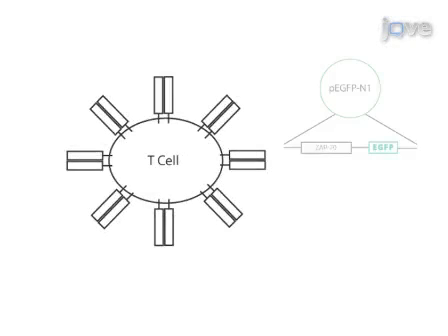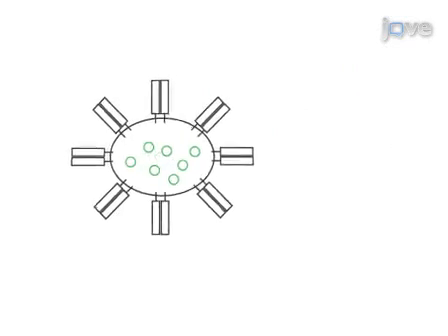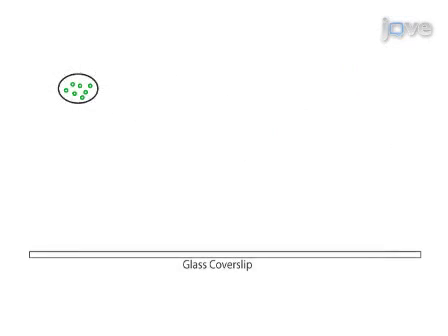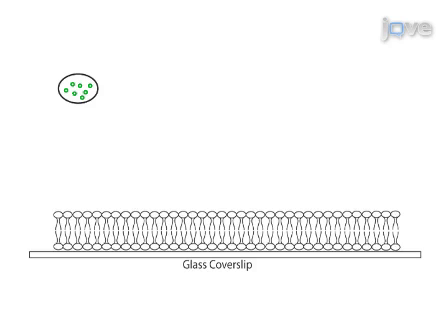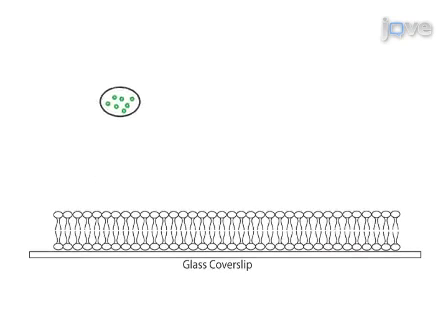First, T-cells are transfected with a plasmid encoding GFP-tagged ZAP70. A glass-supported lipid bilayer, which incorporates lipid-anchored peptide MHC complexes, adhesion molecules, and co-stimulatory molecules, is prepared. The ZAP70 transfected T-cells are added to the bilayer.